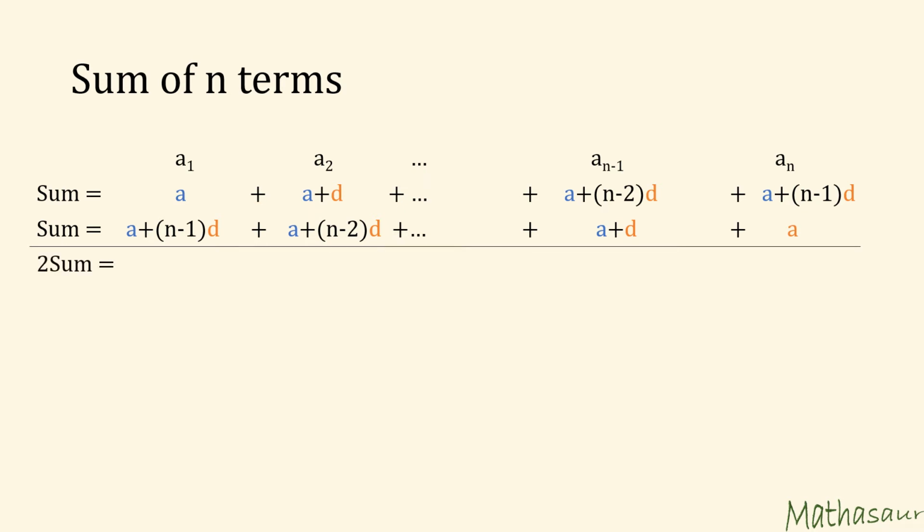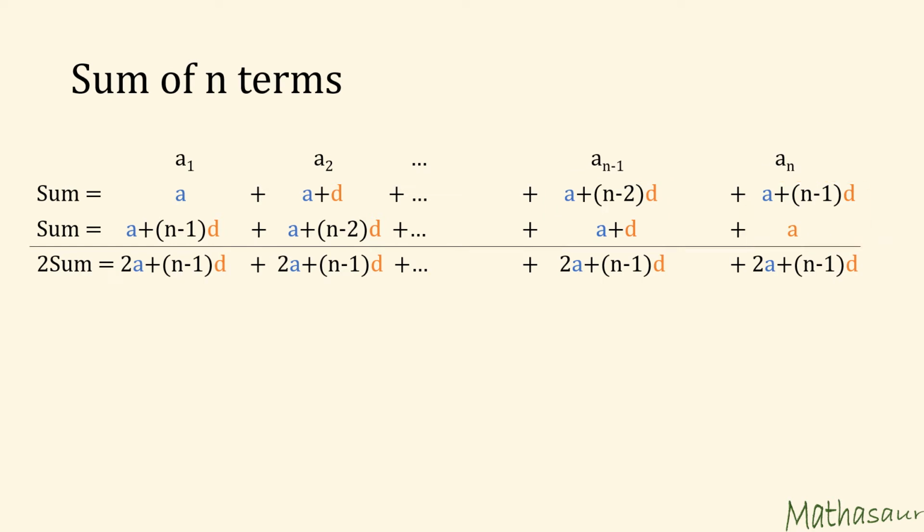So on the left hand side we get 2 times the sum, and on the right hand side the first terms of both the equations add up to 2a plus (n minus 1) times d. Similarly, the second term of both the equations add up to 2a plus (n minus 1) times d. In fact, every such term adds up to 2a plus (n minus 1) times d.